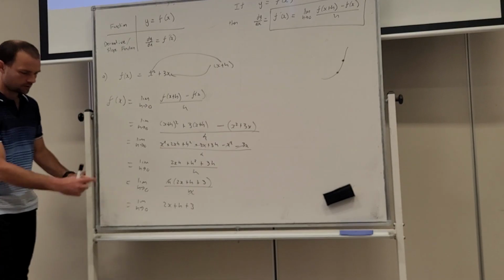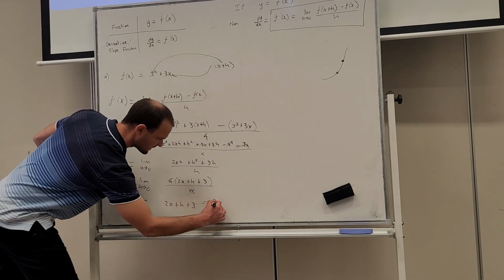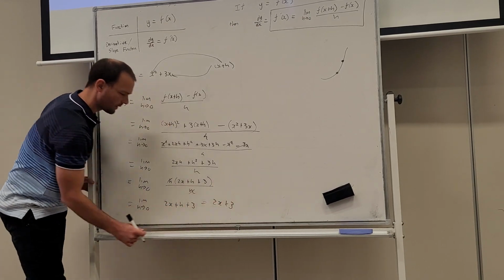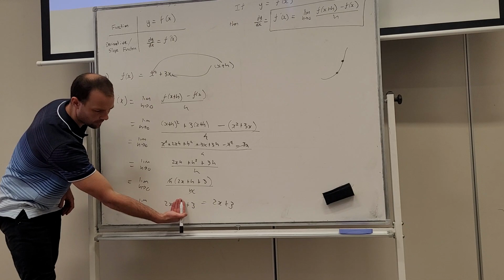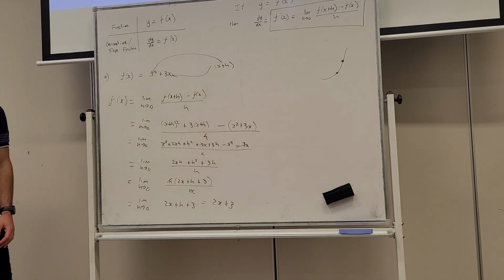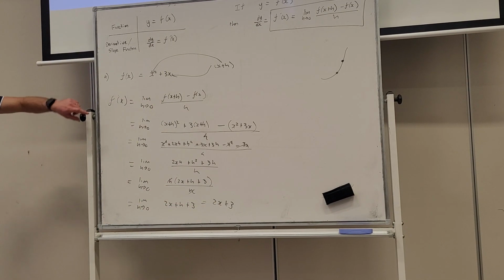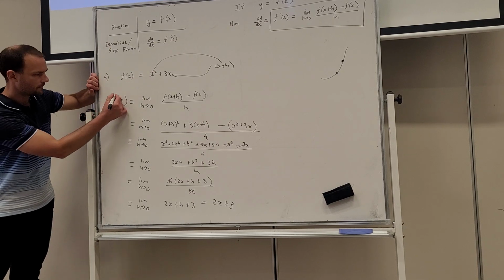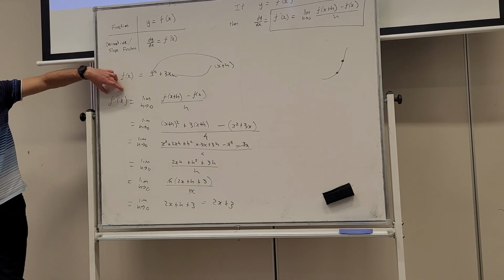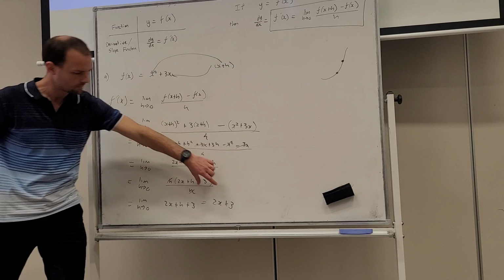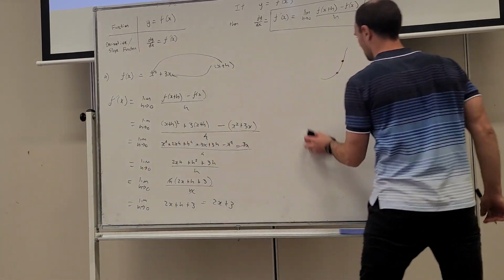Okay? So applying the limit means it simplifies to 2x plus 3. That h term is going to 0, right? So we're left with 2x plus 3. So we found f dash of x. f dash of x is 2x plus 3.